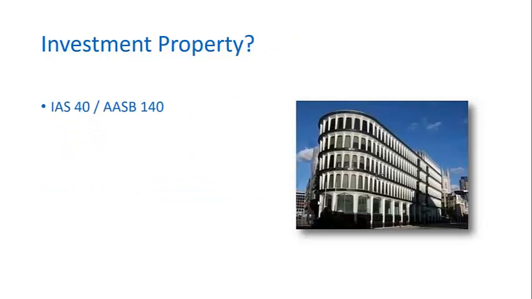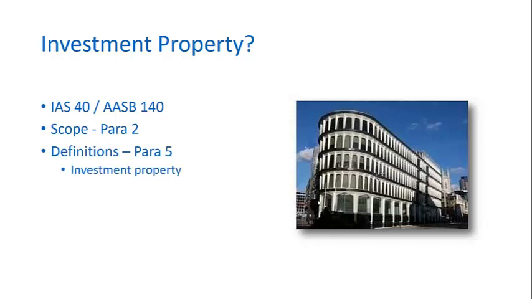What we're talking about here is IAS 40, AASB 140, and this is specifically concerned with investment properties. The scope of the standard is outlined in paragraph 2, and the definitions are in paragraph 5. Critically, what this identifies is this standard applies to investment properties. That's where you buy a property and hold it with the intention of generating returns through rental and through gains. And the properties may be owned freehold, or alternatively it may be an investment in a leasehold property.